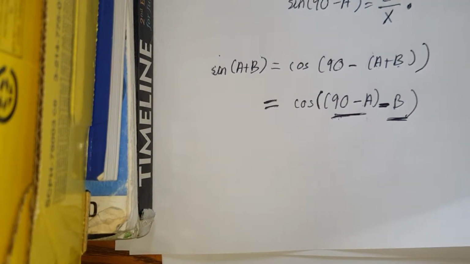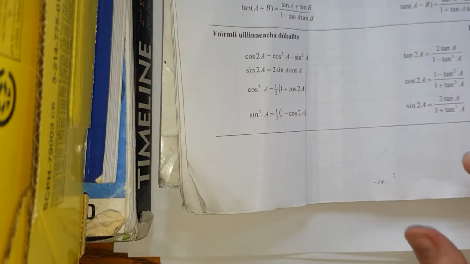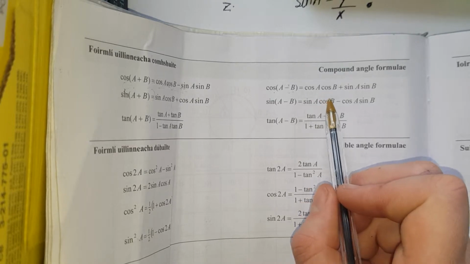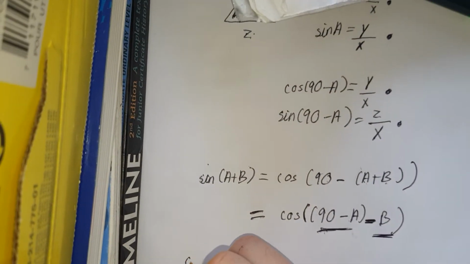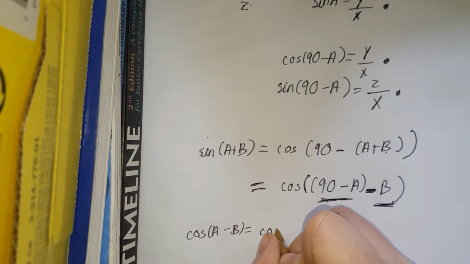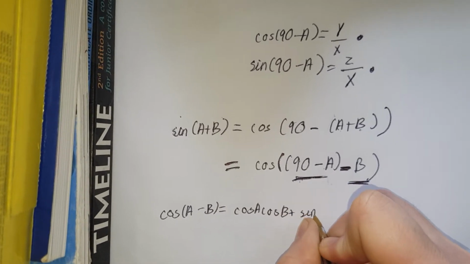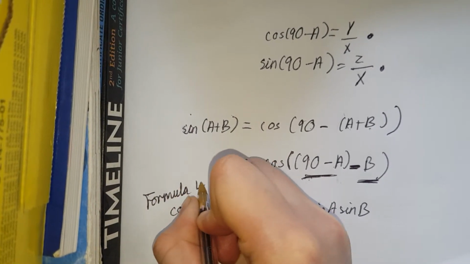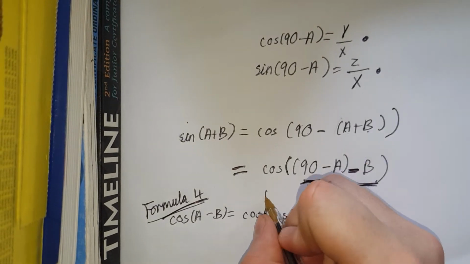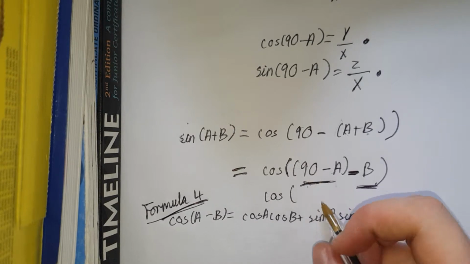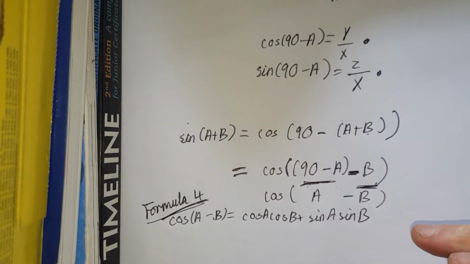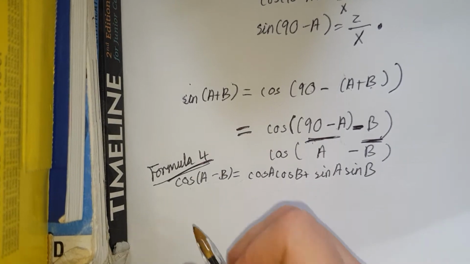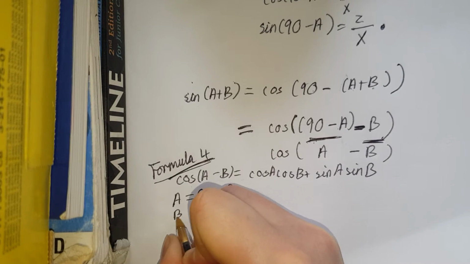So this is our first angle and our second angle. We're going to use one of our formulae from our log tables, which has a separate proof for it. That formula is cos of A minus B is equal to cos A cos B plus sin A sin B. If you look back, that was formula 4, that has a separate proof. In our case, angle A is really going to be 90 minus A, and angle B is just going to be angle B.